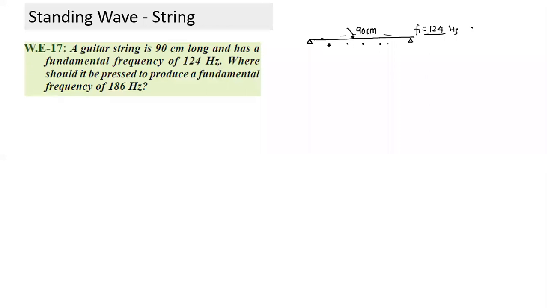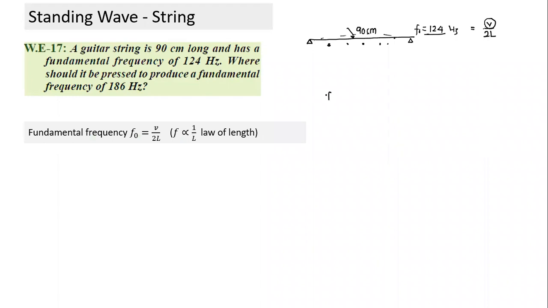So if I have to change the frequency, it is V by 2L. If I want to change the frequency, velocity is not changing. This case is pretty clear. The wire is not changed, tension is not changed. We are changing frequency by changing length. So this question is a very simple application of fundamental frequency proportional to 1 by L. That's the law of length. So F dash by F will be equal to L by L dash. And very easily you can obtain that expression. What should be L dash?